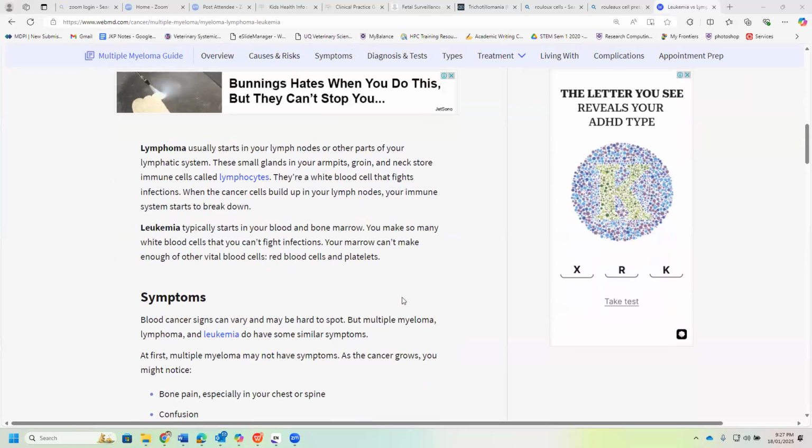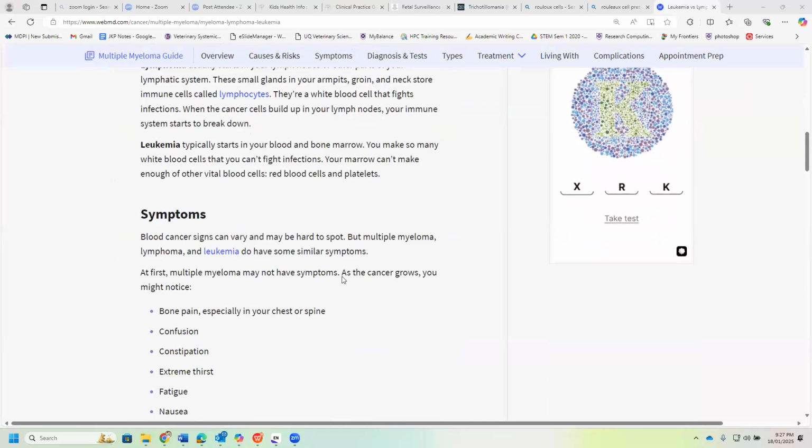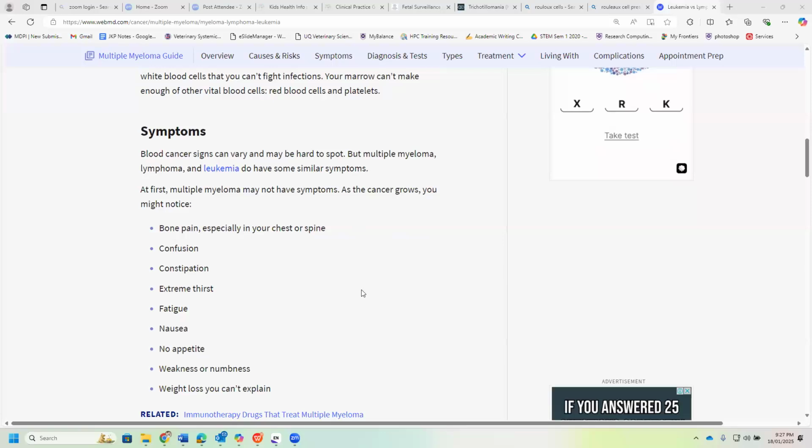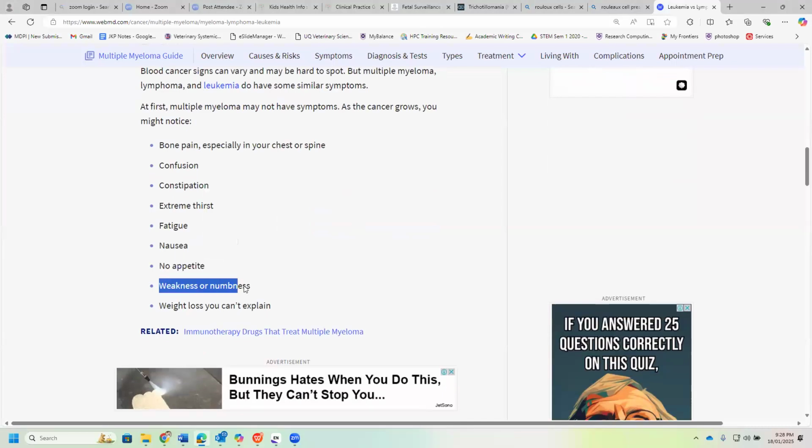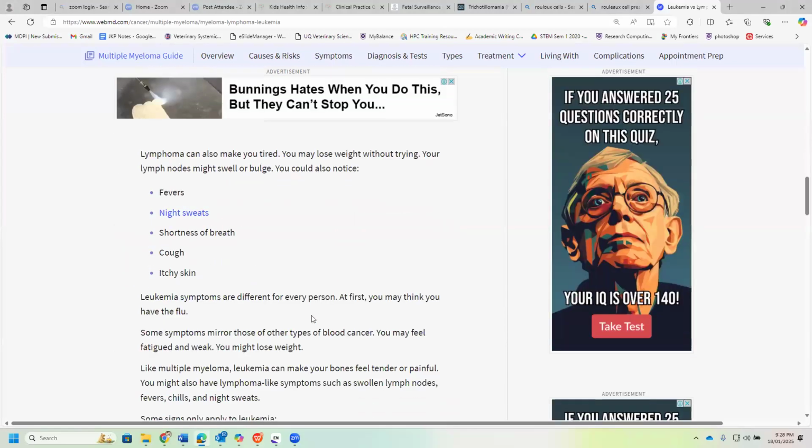Is it easy to remember now, guys? All right. All of them will have these prodromal symptoms, right? Bone pain, confusion, constipation, extreme thirst. But most of the time in multiple myeloma, bone pain will be more prominent, and confusion, constipation, extreme thirst, fatigue, these are the symptoms of hypercalcemia as well. No appetite, weakness or numbness, weight loss you can't explain is the prodromal symptom of cancer.